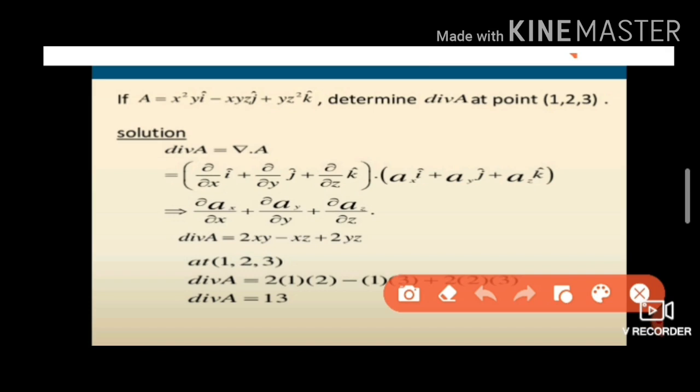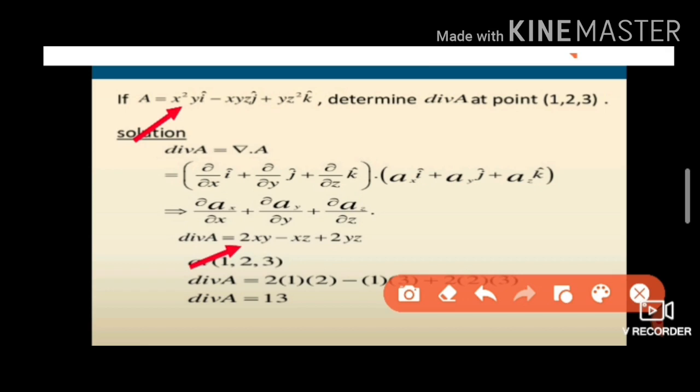See this, derivative of Ax with respect to x. So what is Ax here? The coefficient of i cap is x square y. This is our Ax. What is the derivative of Ax with respect to x? 2xy. So here it is 2xy.